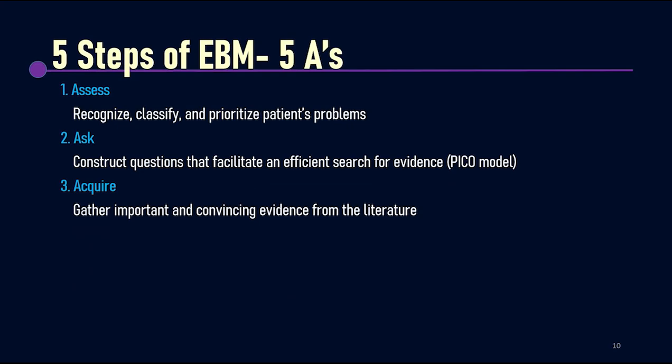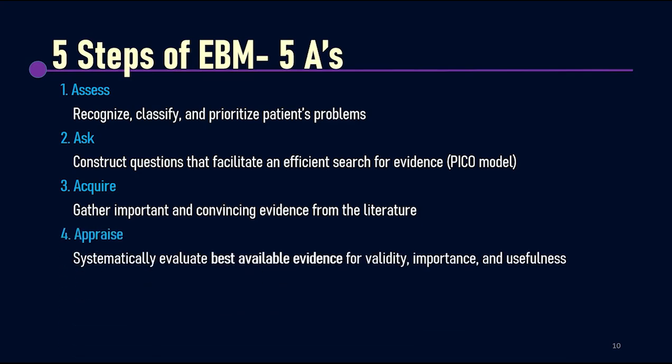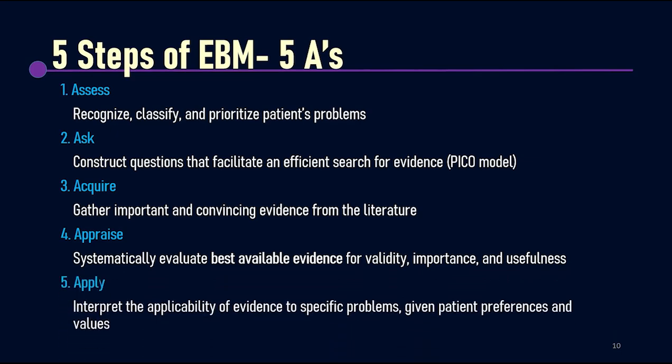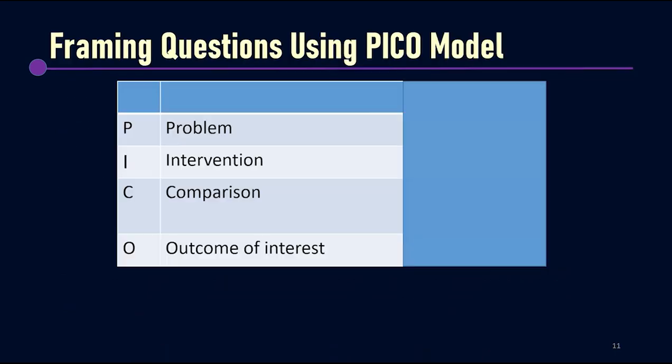Important and convincing evidence from the literature. People think that evidence-based medicine means this third step, which is not true. Unless you do first and second, you do not go to the third step, and it doesn't stop there. Fourth and most important step is you appraise the literature. The literature may be very flawed or very weak or very strong. So you need to systematically evaluate the best available evidence for validity, importance, and usefulness. And the fifth step is apply. Interpret the applicability of evidence to specific problems given patient preferences and values.